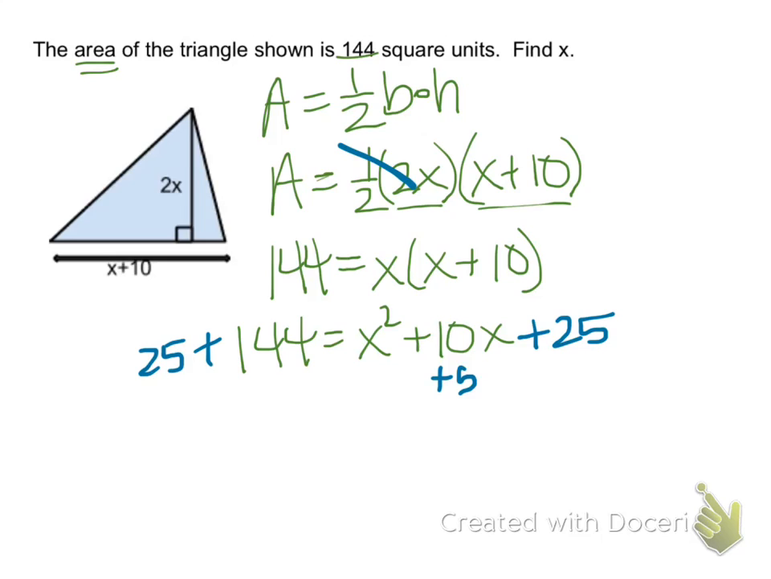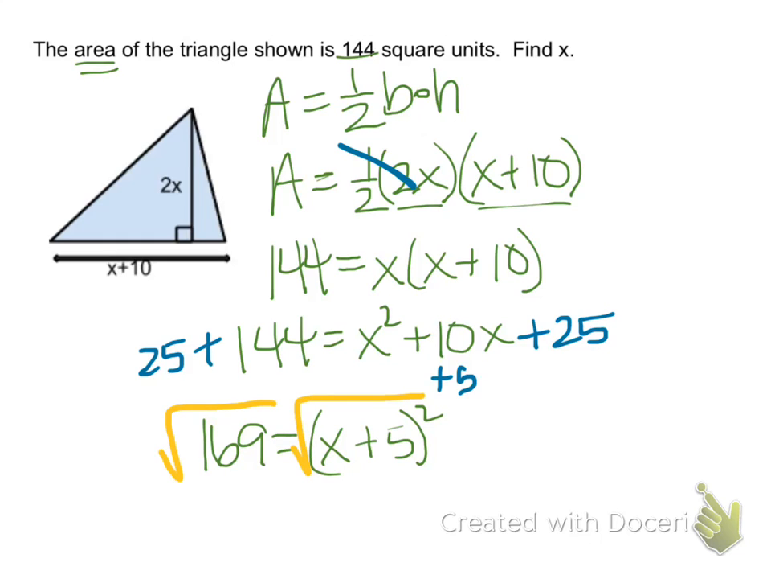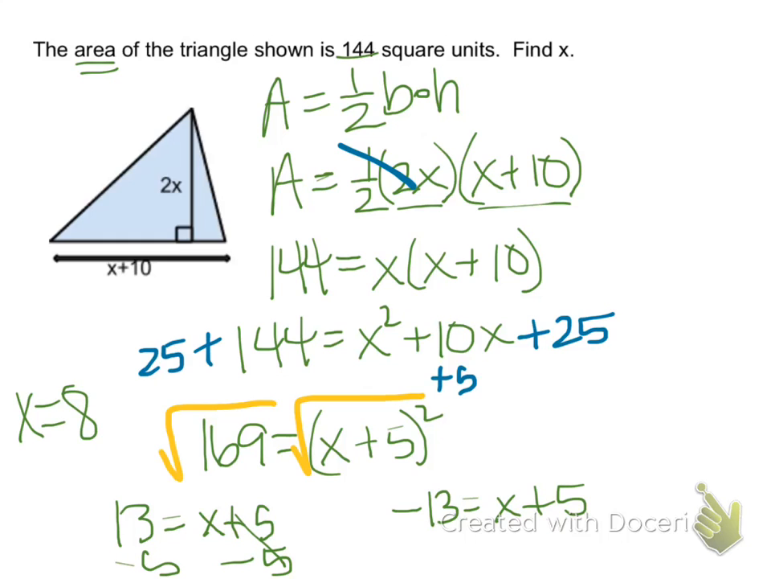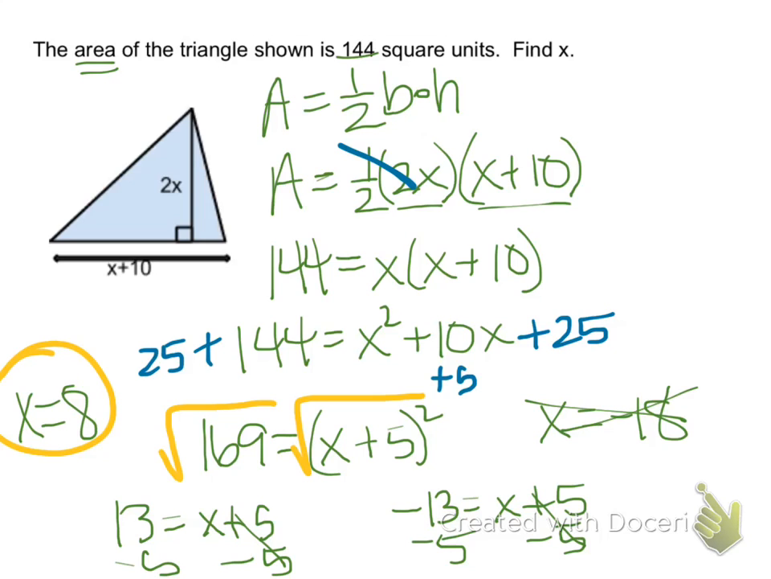So then on the left I get 169, and on the right I can factor that as x plus 5 quantity squared. Taking the square root of both sides, I get 13 equals x plus 5, and negative 13 equals x plus 5. Solving both of these for x, I get x equals 8, and x equals negative 18. And we're dealing with the side of a triangle and the height of a triangle. When I put negative 18 in there, I'm going to get a negative height or a negative base. So obviously I can't use the negative 18, and so x has to be equal to 8.